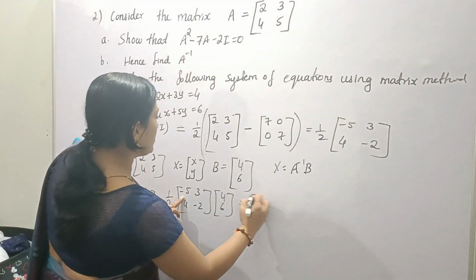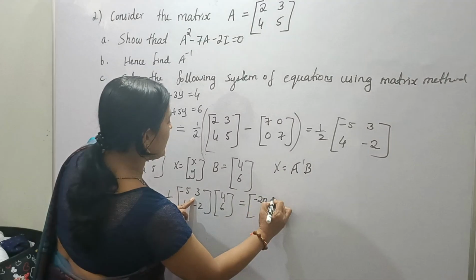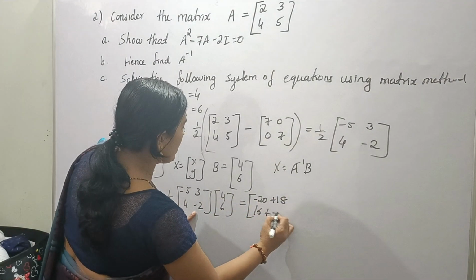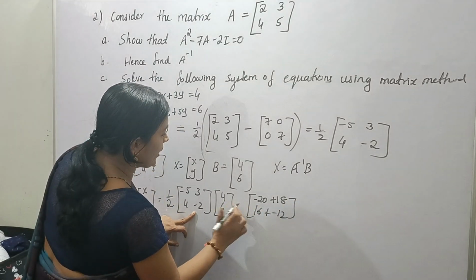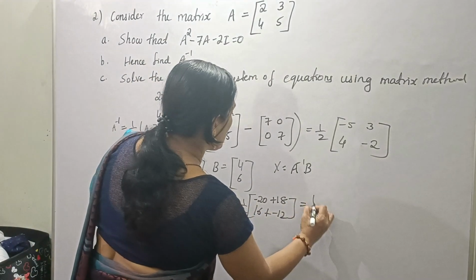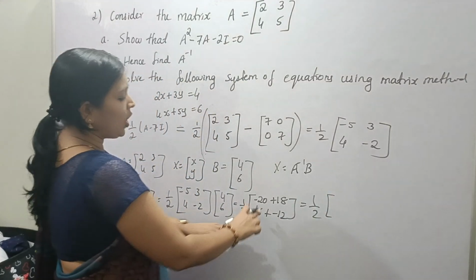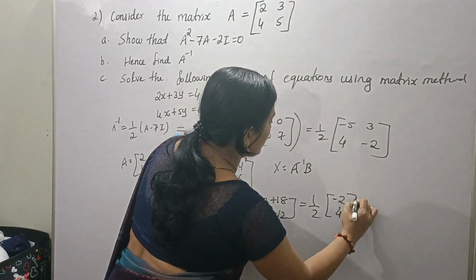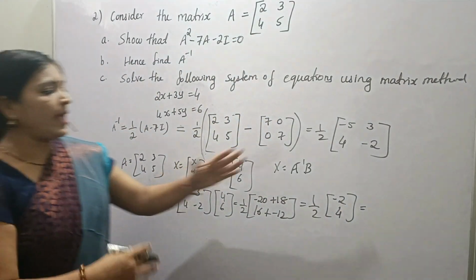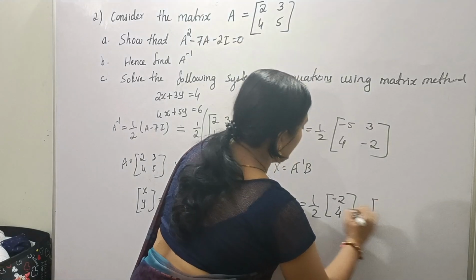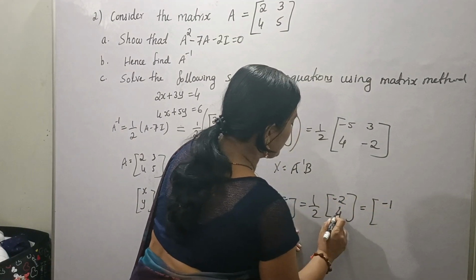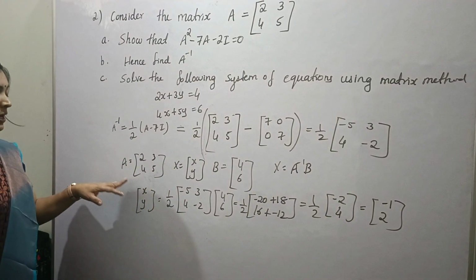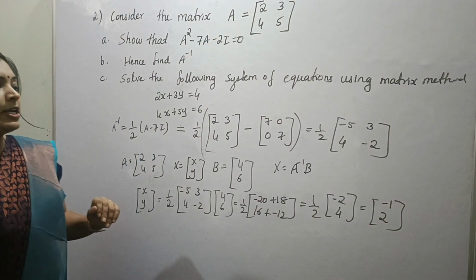So minus 5 into 4, minus 20 plus 18. 4 into 4, 16 plus minus 12. That is equal to 1 by 2 into column matrix, here minus 2, then here 4, right? Okay, 4. And now multiply these elements by 1 by 2. So we will get minus 2 by 2 is minus 1, 4 by 2 is 2. So we have got matrix xy is equal to matrix minus 1, 2.